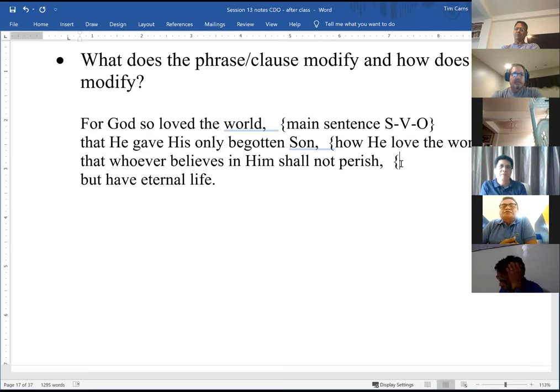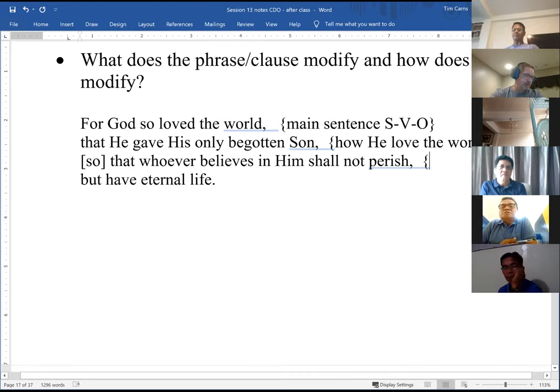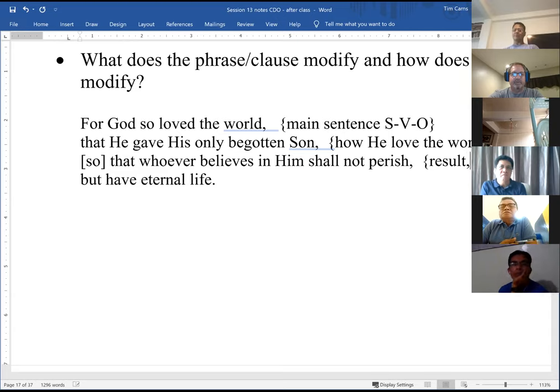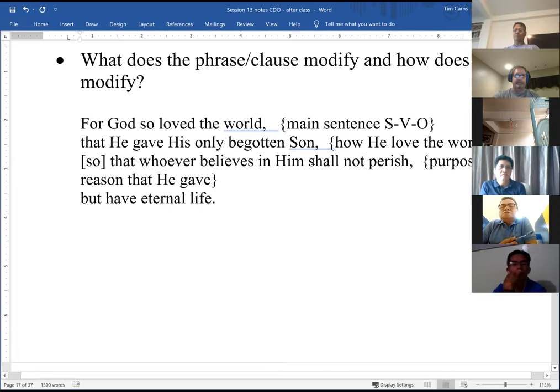And let me help you out here a little bit. They really should have included the word "so." So that whoever believes in him. Is that a result or reason? Reason. That he gave. Yeah, purpose. All right. So the purpose or reason that he gave is that whoever believes in him would not perish. Okay. And then this also would be a reason because it's connected by the conjunction.